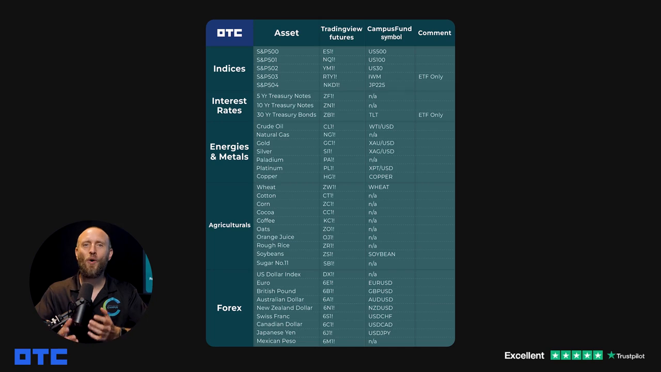Let's dive in. Welcome to this practical application. Let's start with step number 1, checking the indicators on the futures chart. We start by opening TradingView and loading the gold futures chart. You can find a list of each future symbol with a corresponding symbol that you can trade in Campus Fund below this video. I've already opened this cheat sheet, so let's have a look. As we can see here, for gold, the TradingView future symbol would be GC1!, whereas the corresponding Campus Fund symbol would be XAU/USD.